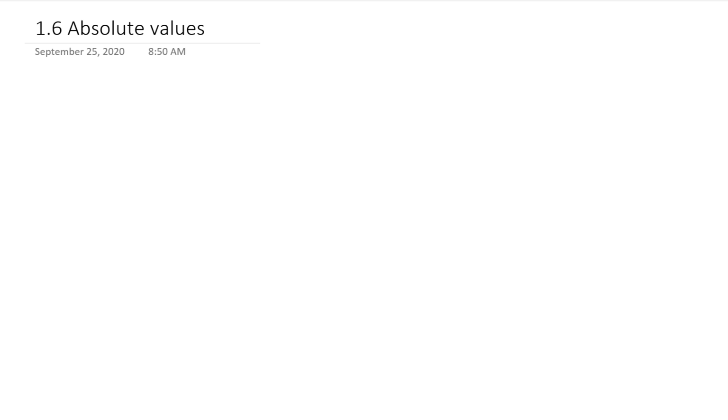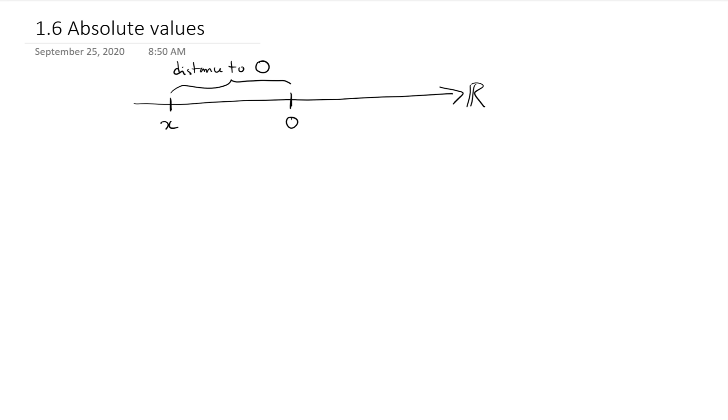This section is about solving equations with absolute values. Now, what is the absolute value, again, of a number? If I draw the real line, and let's say this is the origin, the absolute value of a number x, maybe x is there, would be its distance to the origin. Distance to the origin, to 0.